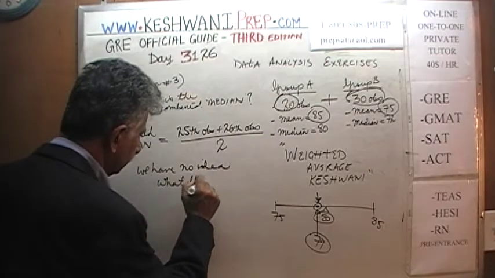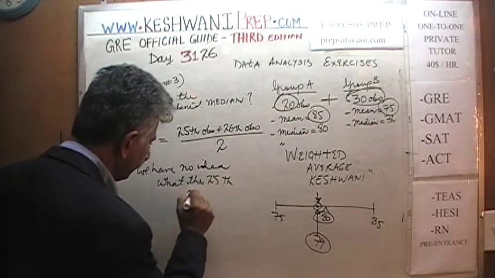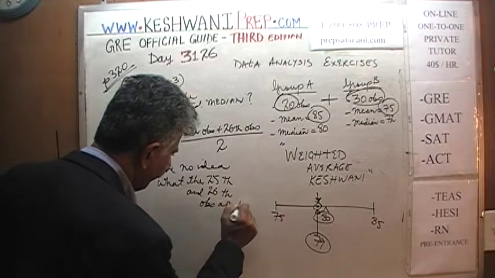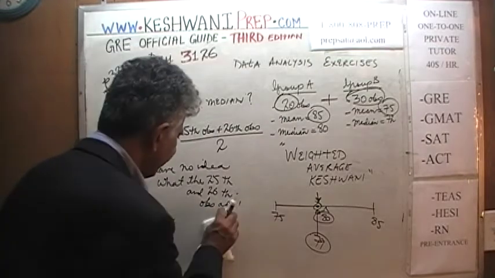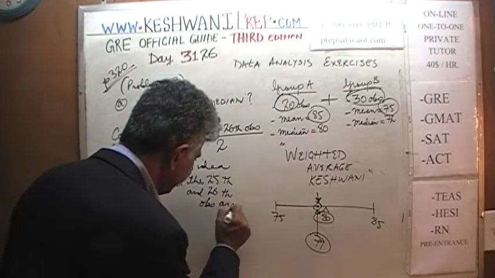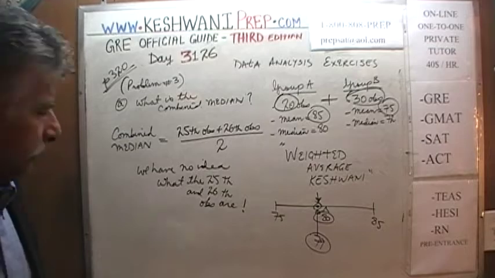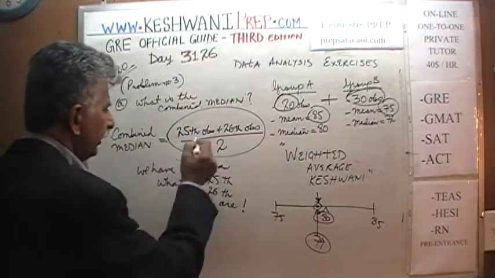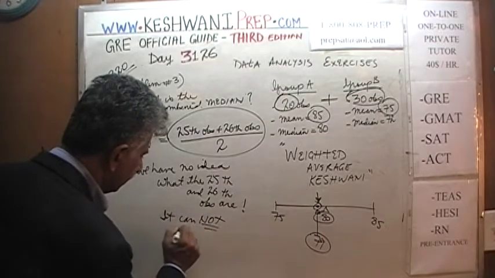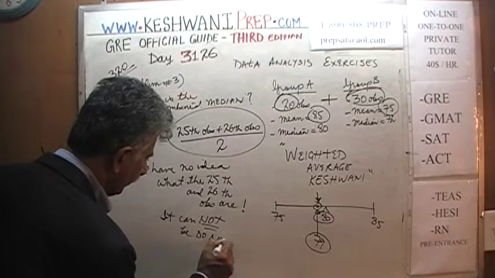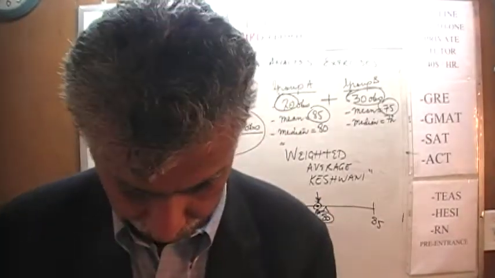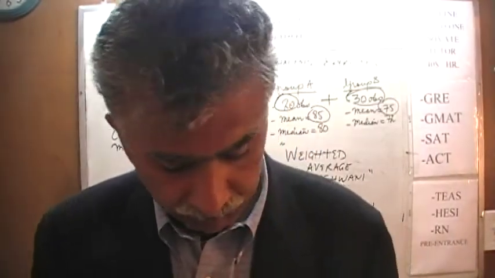What the 25th and 26th observations are, we have no idea. We don't know what they are, therefore it cannot be done. There is no way for anybody to figure out what the combined median is going to be. We can figure out the combined mean, but not the median.